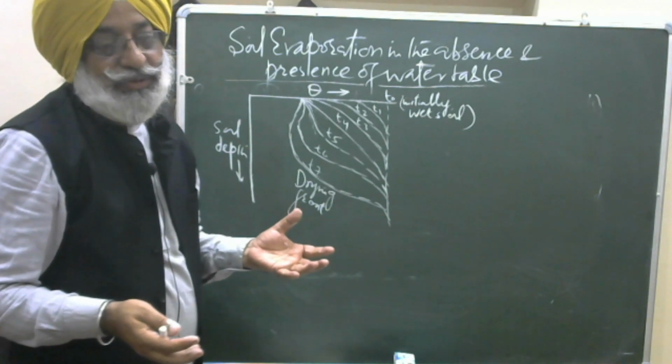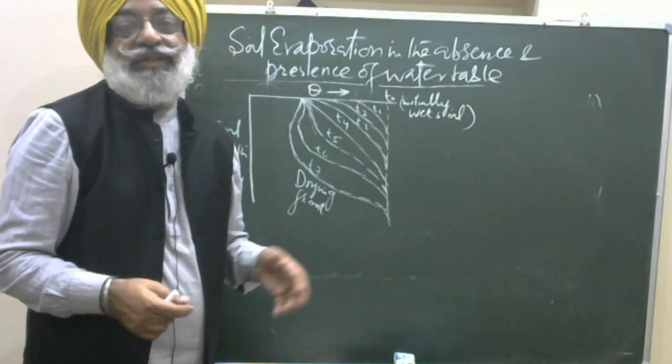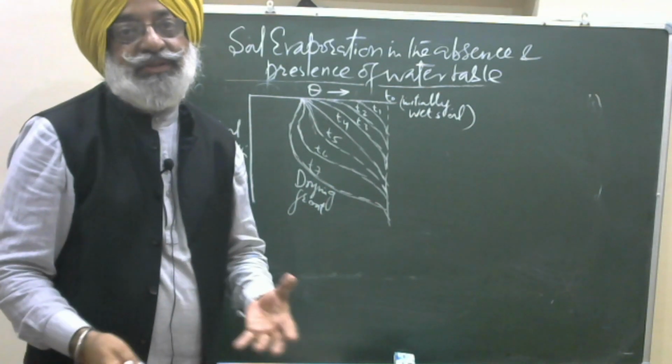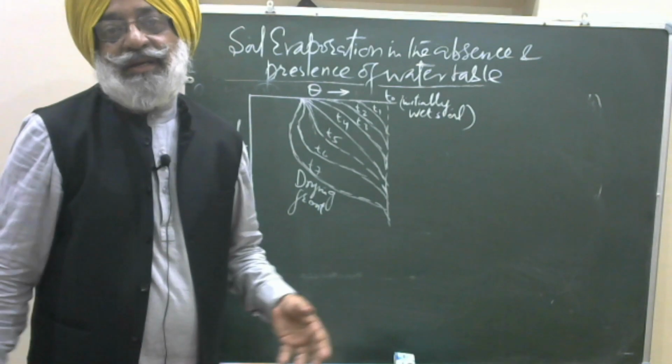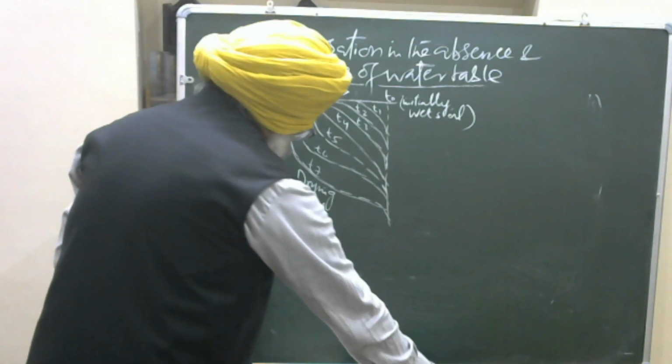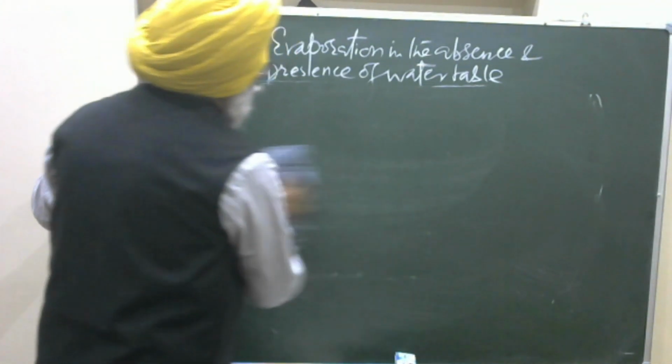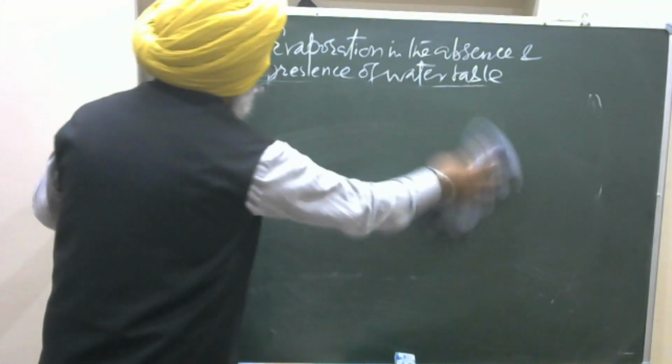And I should say that in clay soils there is more total evaporation than in medium texture, and least in coarse textured soils. So this was about the evaporation in the absence of a shallow water table.